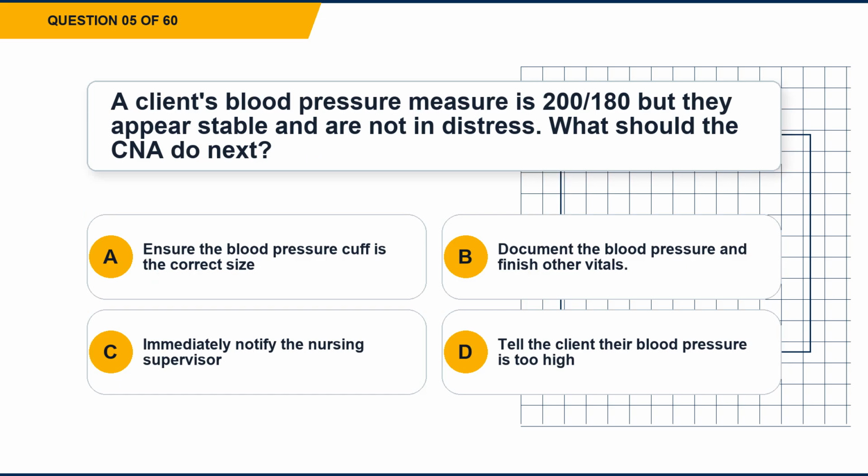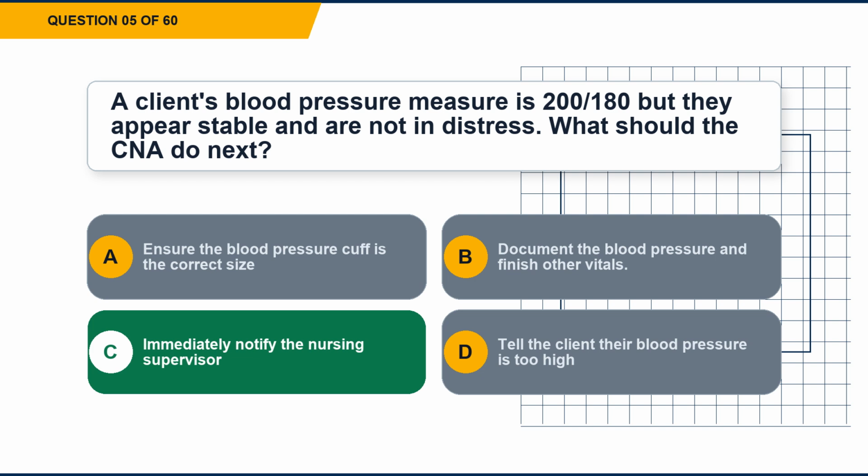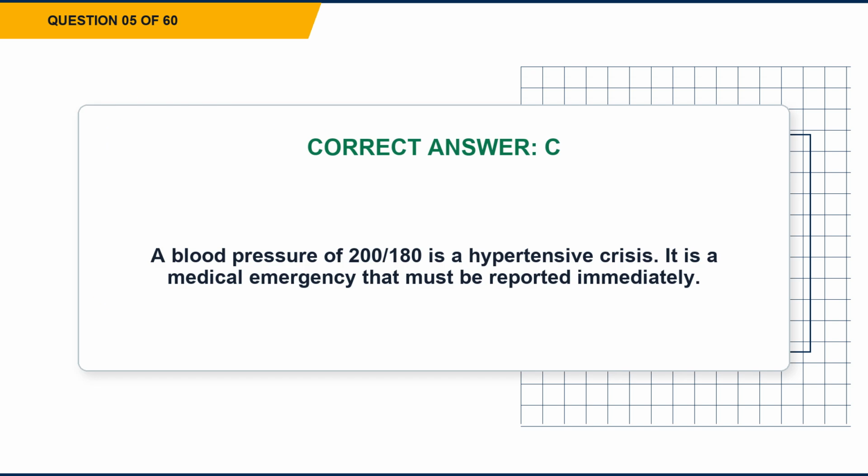Question 5. A client's blood pressure measure is 200/180 but they appear stable and are not in distress. What should the CNA do next? Option A. Ensure the blood pressure cuff is the correct size. Option B. Document the blood pressure and finish other vitals. Option C. Immediately notify the nursing supervisor. Option D. Tell the client their blood pressure is too high. The correct answer is option C. Immediately notify the nursing supervisor. Explanation. A blood pressure of 200/180 is a hypertensive crisis. It is a medical emergency that must be reported immediately.